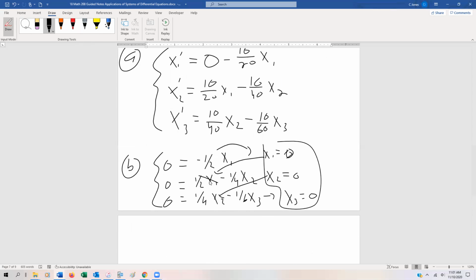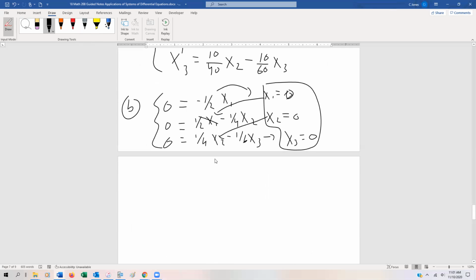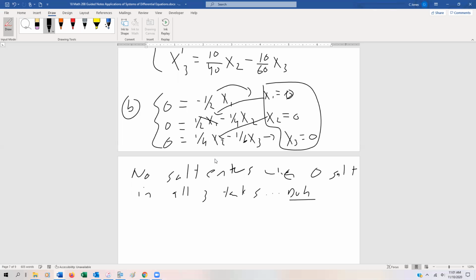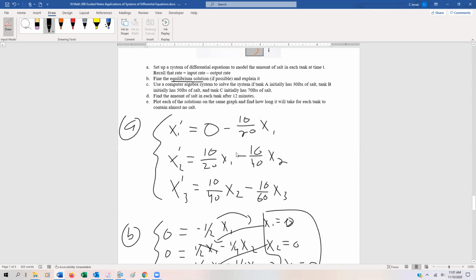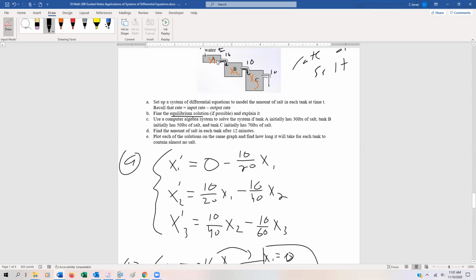So this basically means that no salt enters when there is 0 salt in all three tanks. And again, that's a duh. Because if there's any salt in tank A or in tank B or in tank C, if we're flowing pure water in, eventually we're going to dwindle it down to get nothing. So hopefully that makes sense for that.